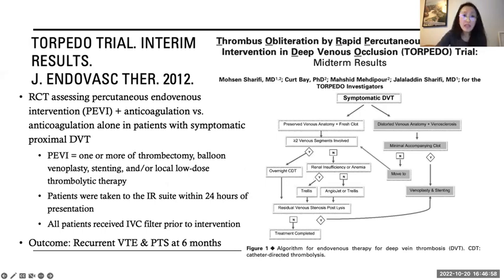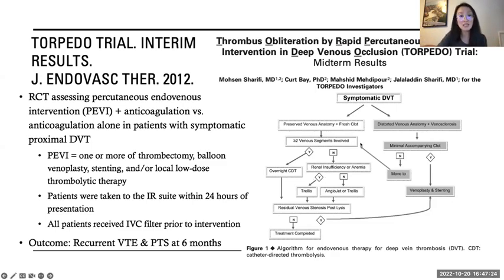And so they said that all patients with symptomatic DVT, depending on if they had preserved venous anatomy and a fresh clot versus distorted venous anatomy and venosclerosis, would either go straight to stenting, or if they had fresh clot, they would receive catheter-directed thrombolysis for extensive clots with multiple segments involved.